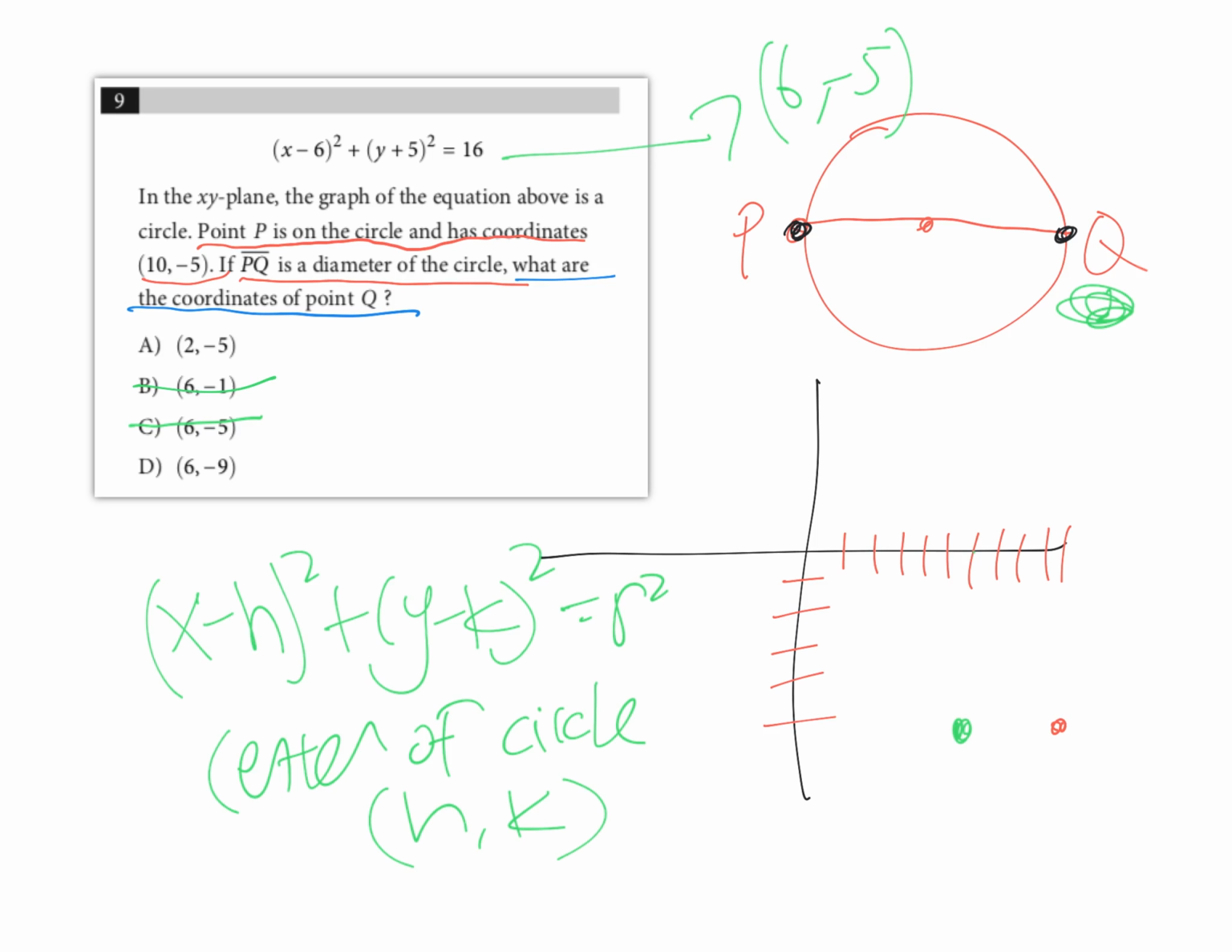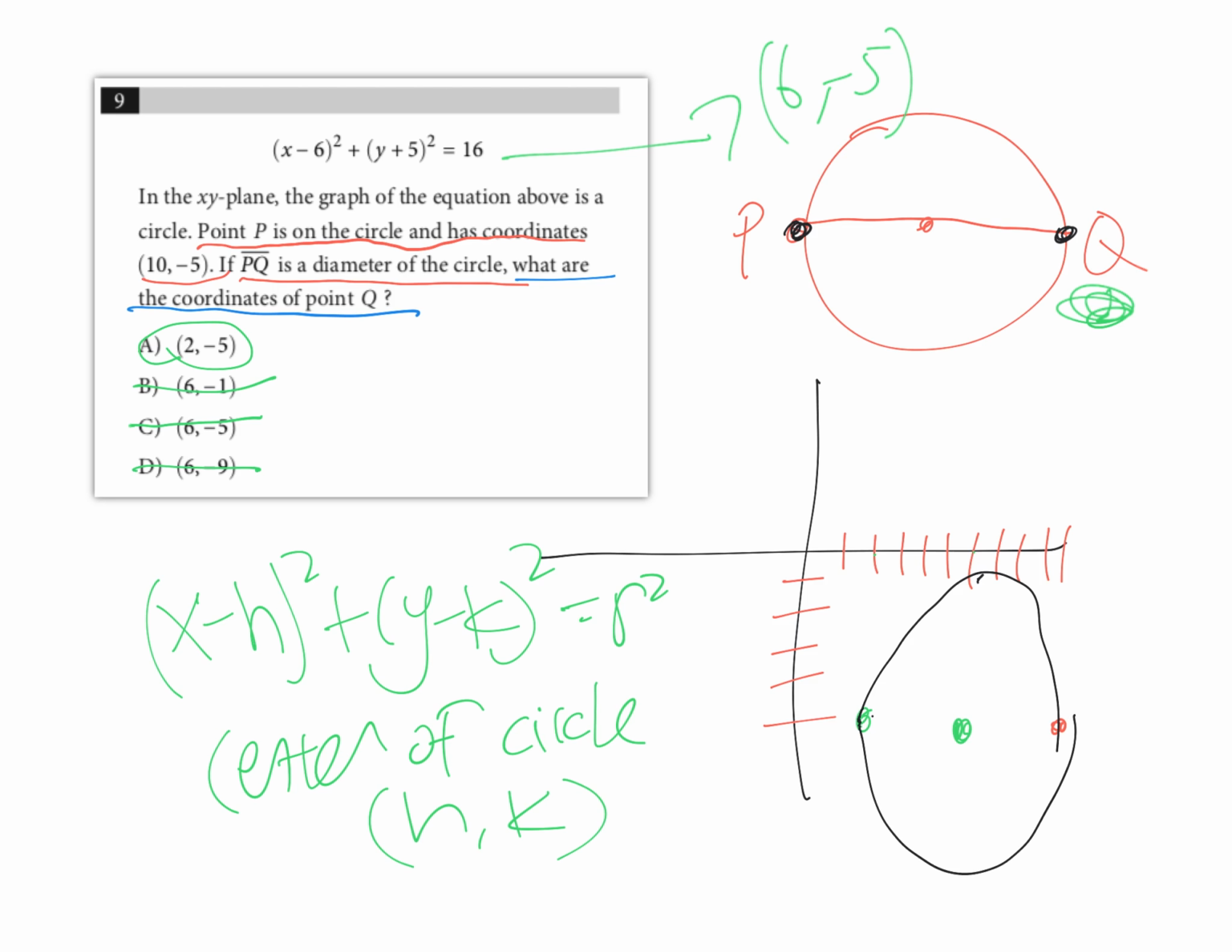And let's check (6, -9). That would be all the way down here. Once again, that cannot be a diameter, because it doesn't go through the center of the circle, so that's eliminated. The only choice that's viable in this particular problem is (2, -5). (2, -5) would be right there. If we were to draw that circle, it would look something like this. Yes, my picture is horrible, I apologize.